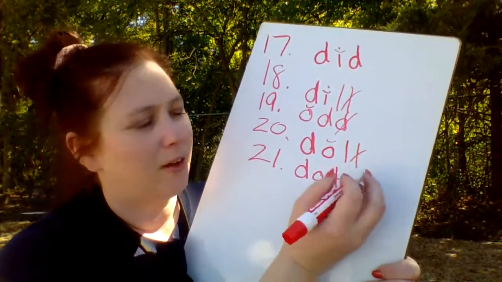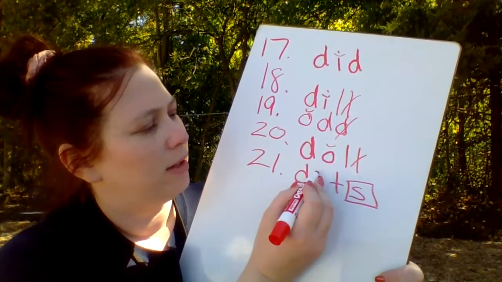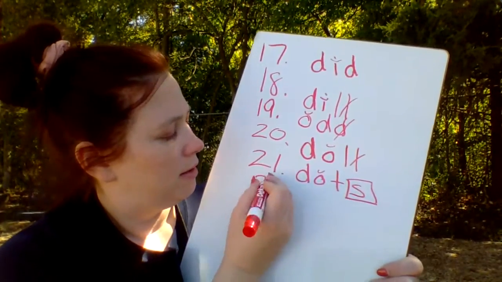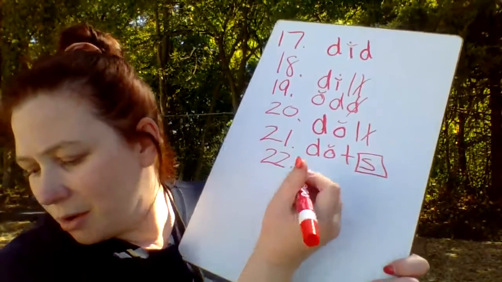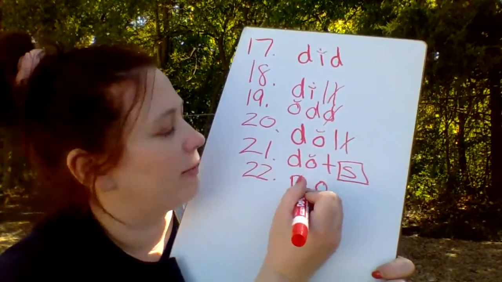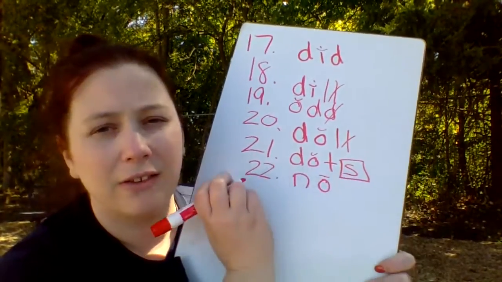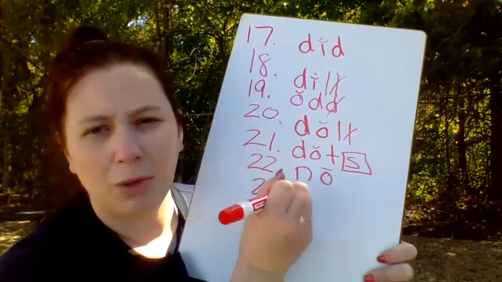We have a suffix here. We're going to box off that S. We have vowel consonant. It gets a breve. D, O, T, S. Number 22. And we have consonant vowel. There's nothing after the vowel, so it gets a macron. It says its name. N-O. No.